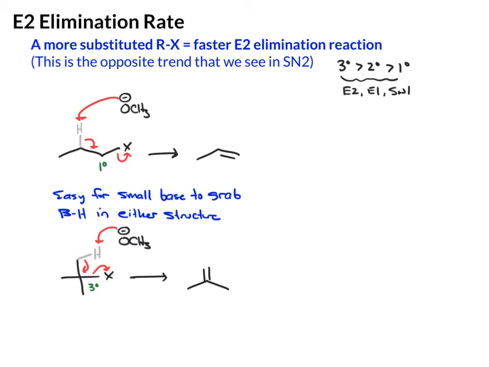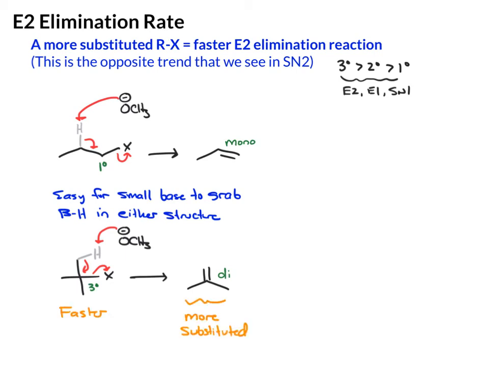So what really drives the rate of this reaction is the product that's formed. And in the case of the two products, the first one we get a mono-substituted double bond, the second one a di-substituted double bond. It's a more substituted alkene, so that's a faster elimination.